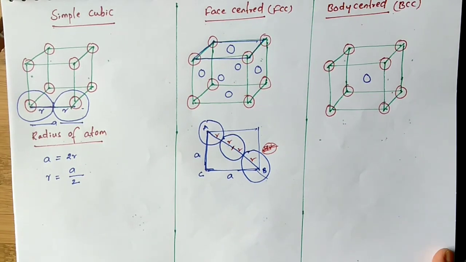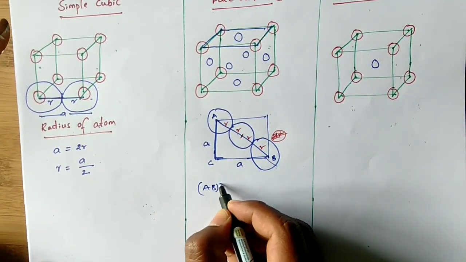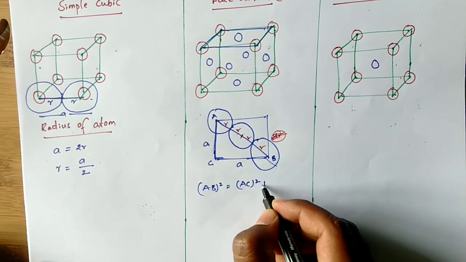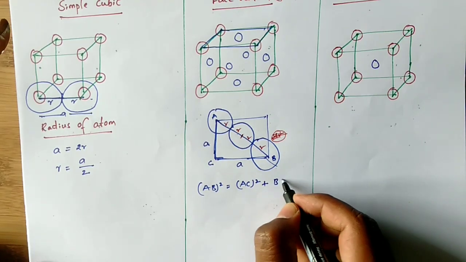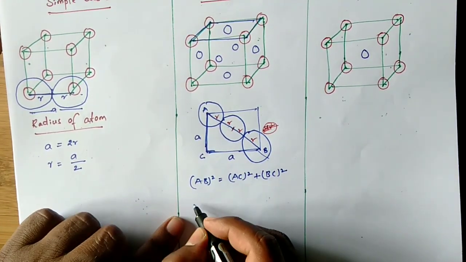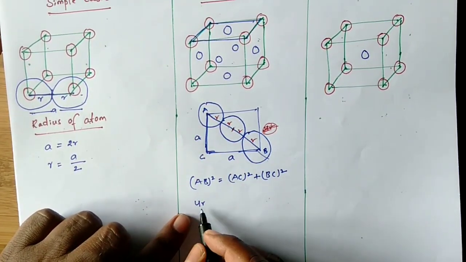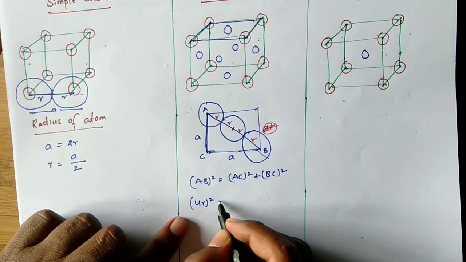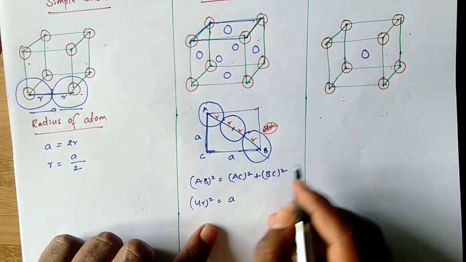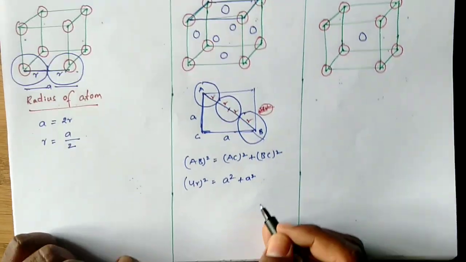So according to Pythagoras theorem, AB square is equal to AC square plus BC square, right? So what is AB here? 4r, the total length here to here, the face diagonal length. So 4r square is equal to AC. What is AC here? It is equal to edge length. Here also same, A square plus A square, right?